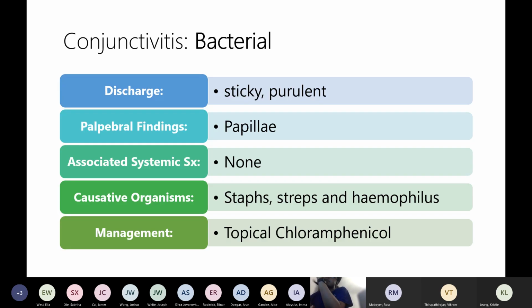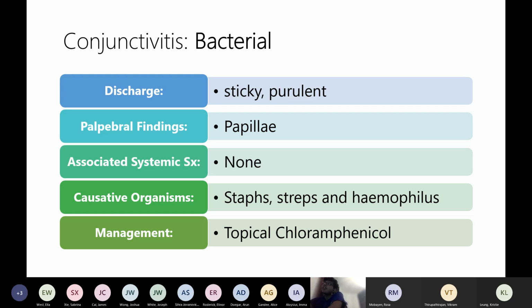So bacterial conjunctivitis. I have clues for you. What is the discharge like in bacterial conjunctivitis? Is it watery? Is it pussy? Or is it a mix of both? Or is there no discharge? Those are your options. Sticky with pus, absolutely. Purulent is the word they love to use.